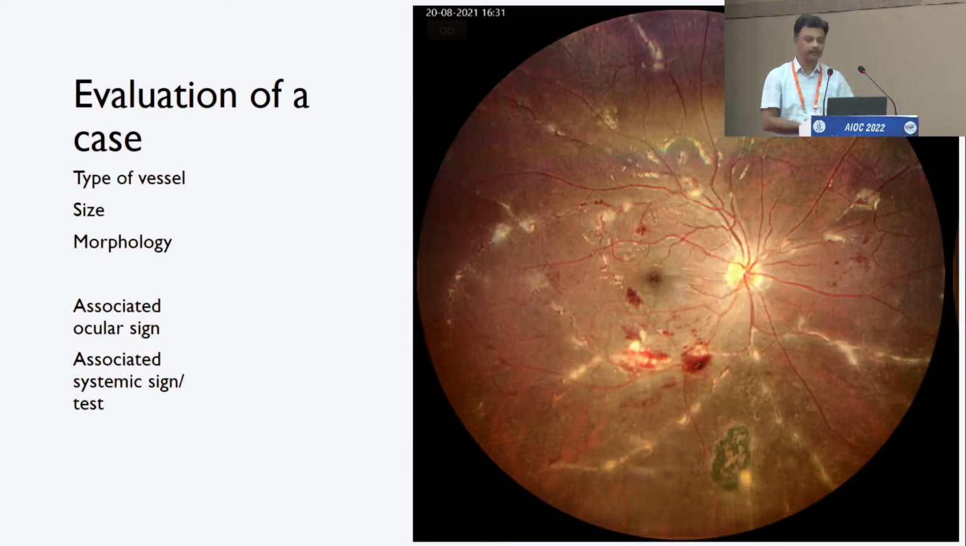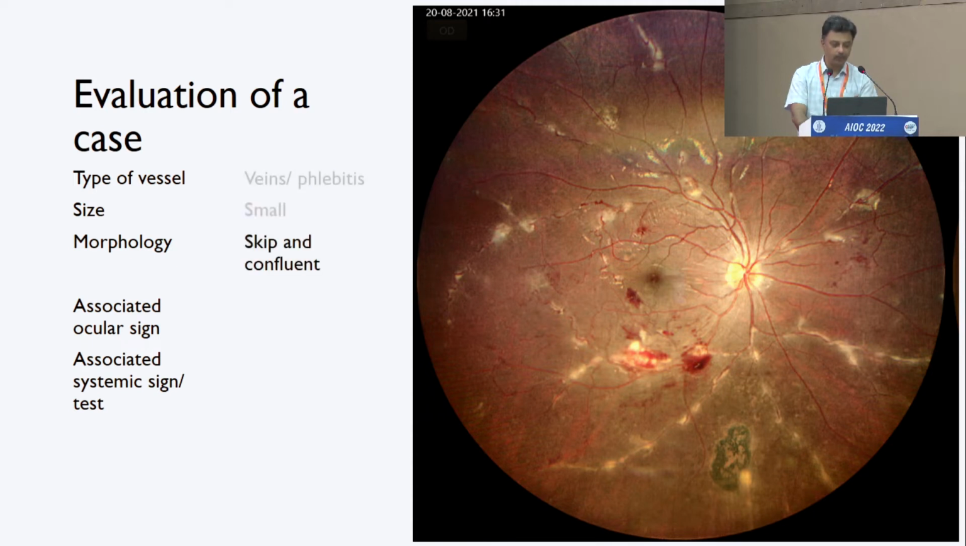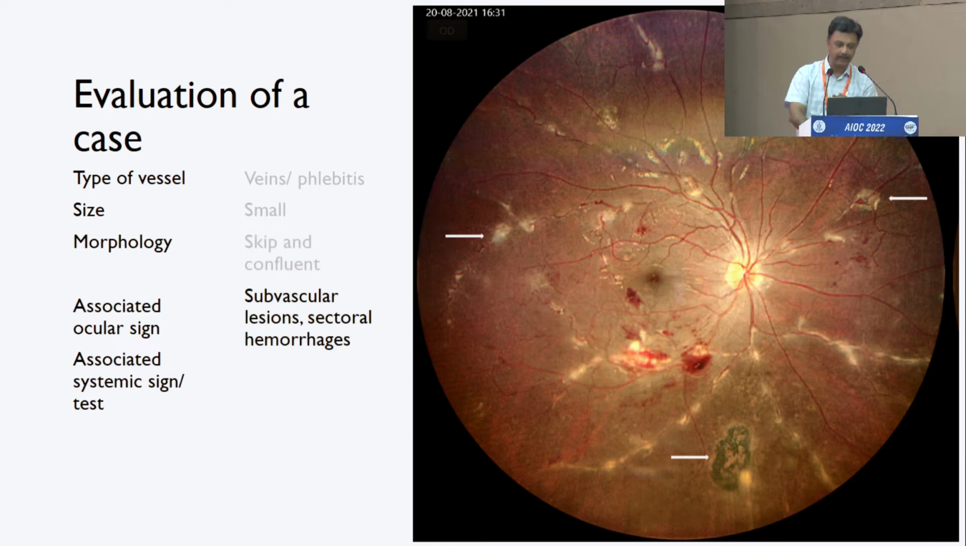So let's finish with this picture again. Now let's evaluate the fundus photo we have with us. What is the type of vessel? We know that it's a small vessel. It's involving mainly the veins, so it's a phlebitis. And we have both skip vasculitis, which are small areas of vasculitis, and we have confluent vasculitis that you can see here. Now when you look at the associated ocular signs, you see that there are these subvascular lesions that are pointed out by these arrows, and sectoral hemorrhages suggestive of an occlusive vasculitis.